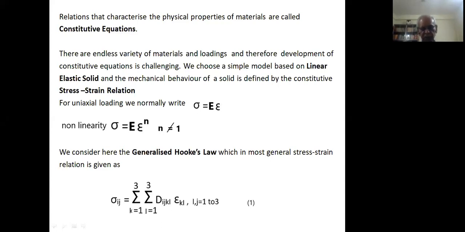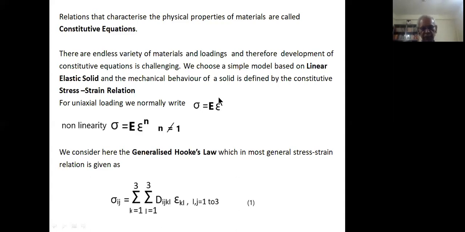But if you want to have a nonlinear behavior, how will you write it? It's very simple. You write sigma is equal to E multiplied by epsilon to the power n, where n is not equal to 1. Then it becomes nonlinear. There are very many materials which behave nonlinearly, but we will not go into that. If required, we can easily go into this by introducing this instead of this.